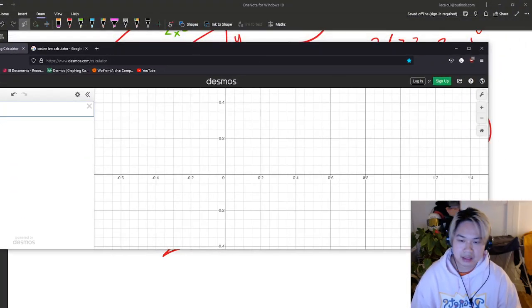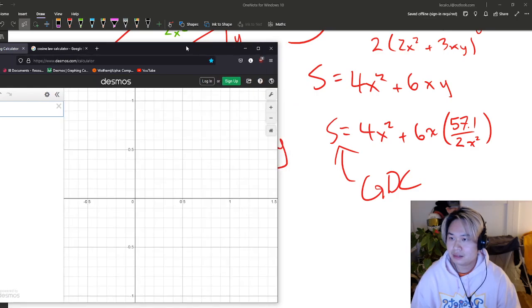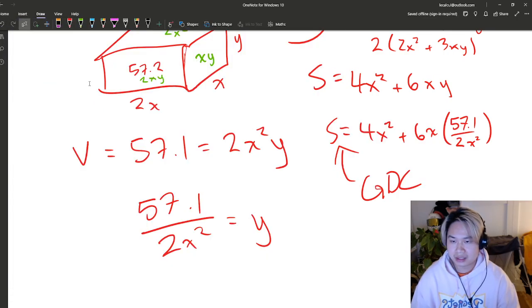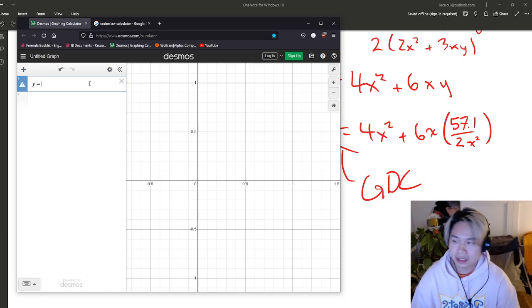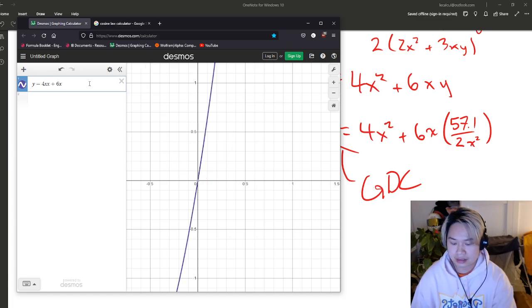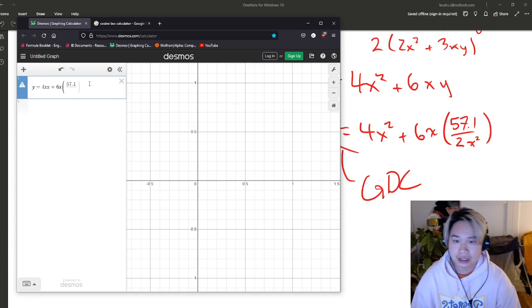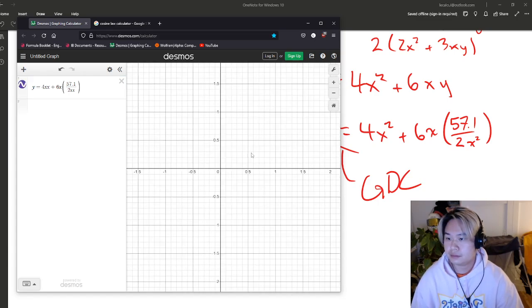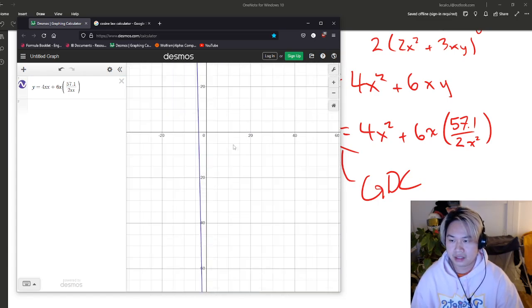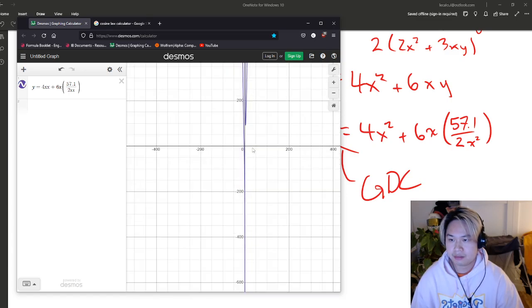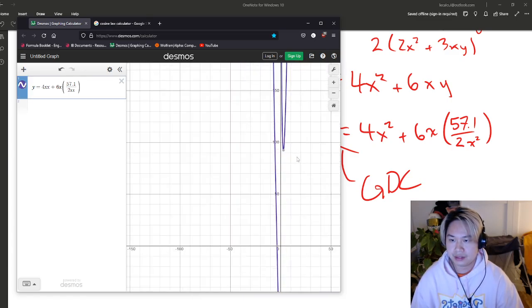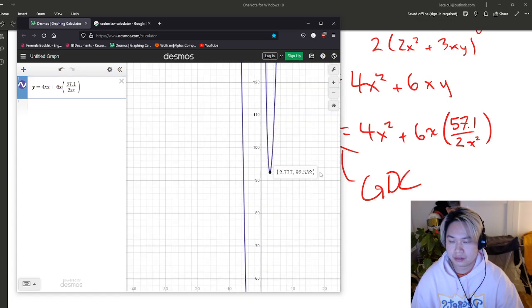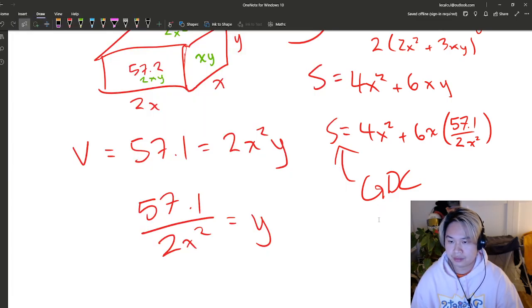It happens. It's only been 45 minutes. If I was writing the actual exam, I'd have lots of time. So my y is going to be the surface area, and you've got 4x squared plus 6x times 57.1 divided by 2x squared. And then you'd probably adjust your windows. And then there is your minimum. So x is going to be 2.78.